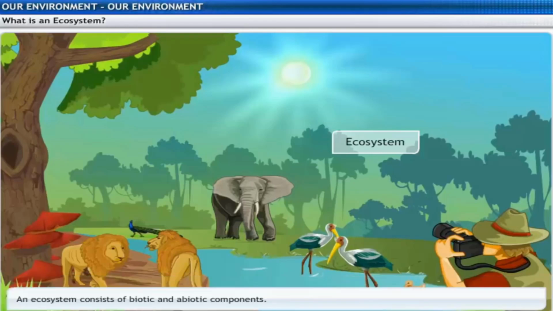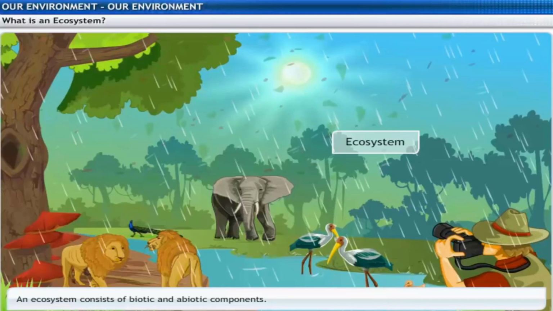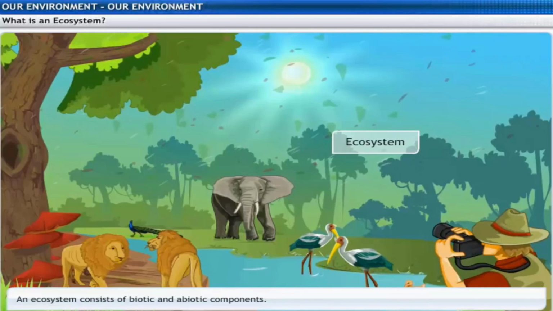Thus, an ecosystem consists of biotic components comprising living organisms and abiotic components comprising physical factors like temperature, rainfall, wind, soil, and minerals.